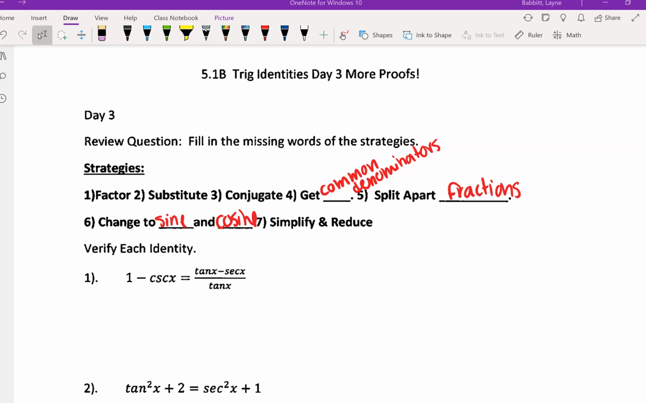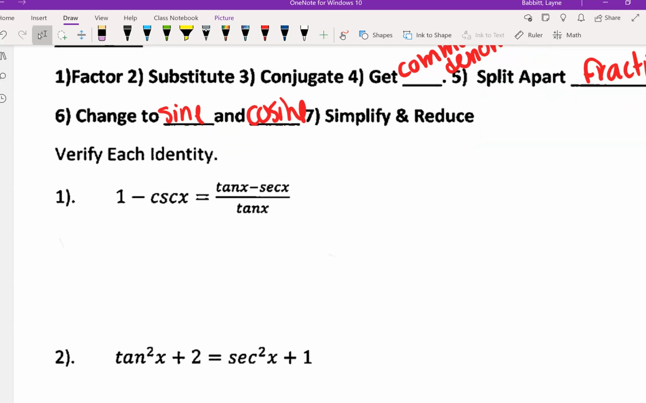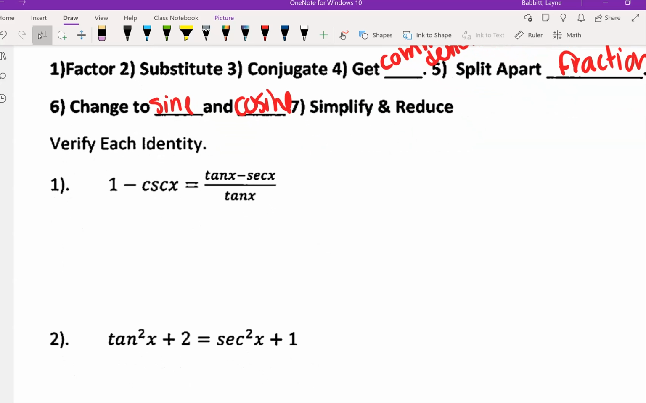And for all of the problems today, we have to decide which strategies we want to use. And with these proofs, I don't expect you all to know what to do on every single one right away. It takes a lot of trial and error, and it takes just a lot of practice. So even if this is difficult for you right now, just keep practicing and it'll start to make more sense.